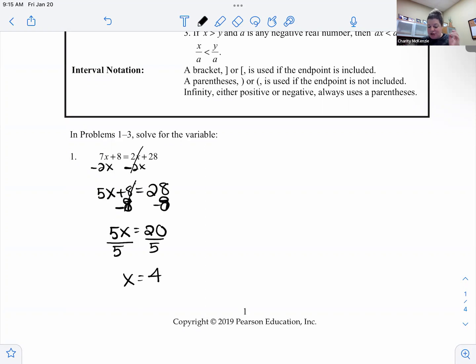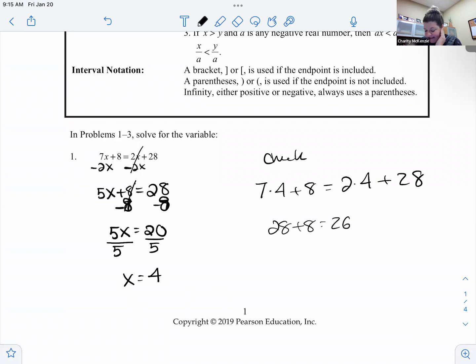So that's our solution. How can I check the answer? Well, I go back in and 7 times 4 plus 8 better equal 2 times 4 plus 8. All right, well, 7 times 4 is 28, so 28 plus 8 is 36. And then on the other side, 8 plus 8... it does work on both sides.